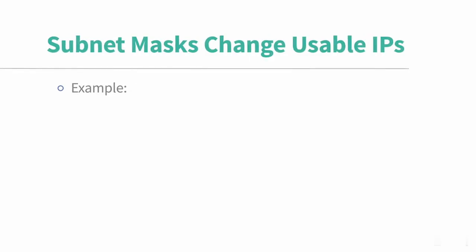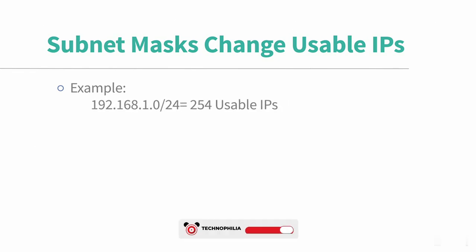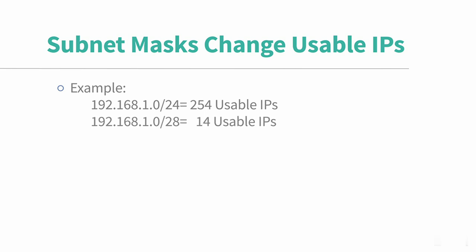Here's an example of how the CIDR standard, represented by the slash, can change the amount of usable IPs and networks. With the /24, we see 254 usable IP addresses for things like computers and phones that we refer to as hosts. If we change to a /28, then it increases the amount of networks but decreases the amount of available IP addresses.